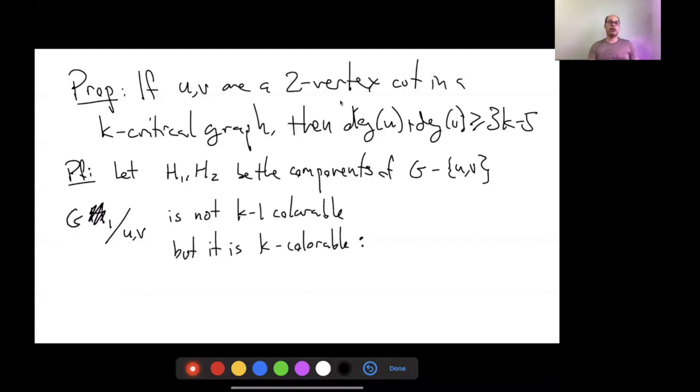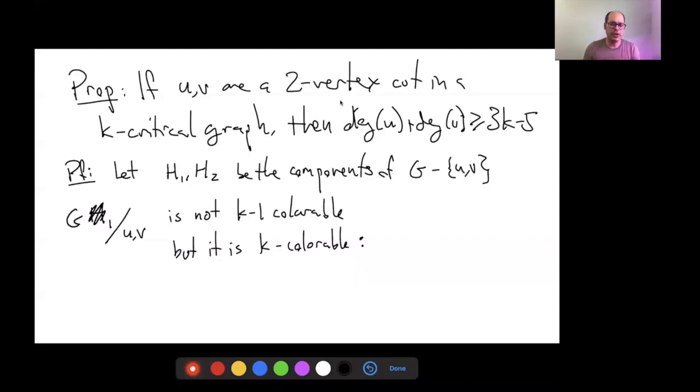In fact, not only is it not k minus 1 colorable, it is k colorable. And in fact, we'll actually show that it's k critical, which will be a great kind of result. Basically, it says that if you have a 2-vertex cut and you break it up into these 2 pieces, then they're both kind of critical themselves, which is kind of interesting. They're close to things that are critical, where you either identify or connect those two, u and v. Okay, anyways, let's move along.